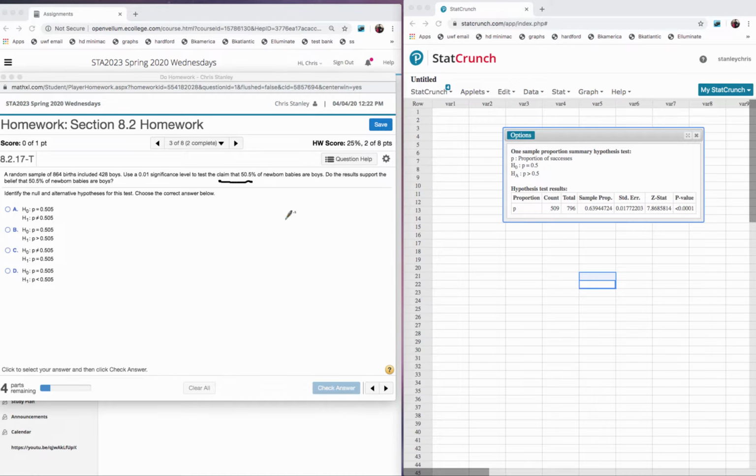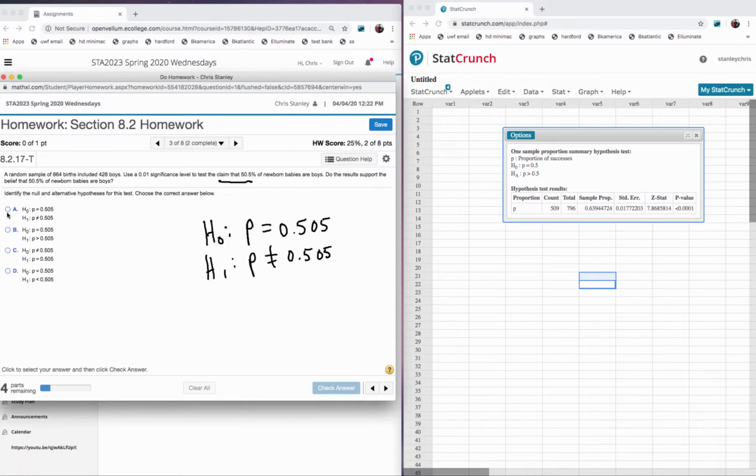Okay, so the claim is that it's 50.5% newborn babies are boys. So that's going to be your null hypothesis because it's an equal. Okay, your alternative is going to be a not equal to, because nowhere does it say something about greater or less than. I usually like writing these steps out.